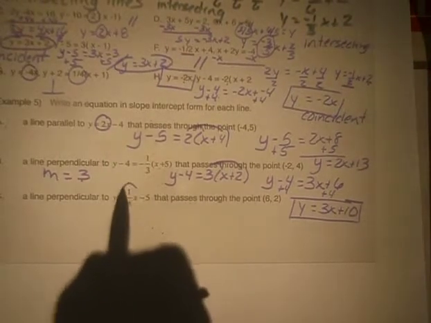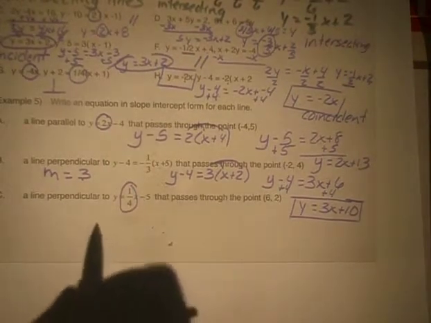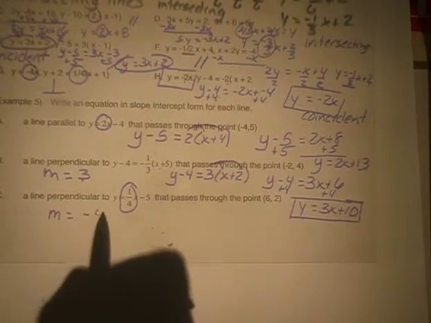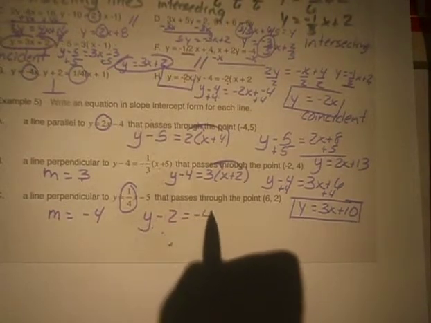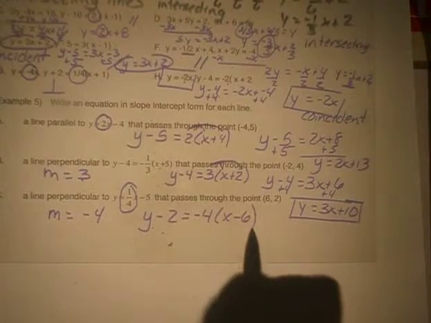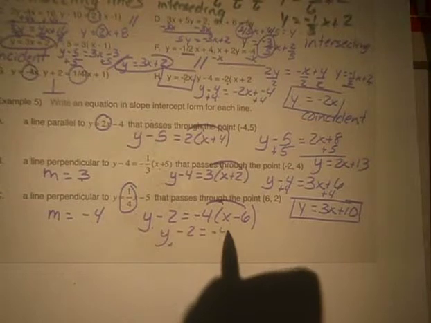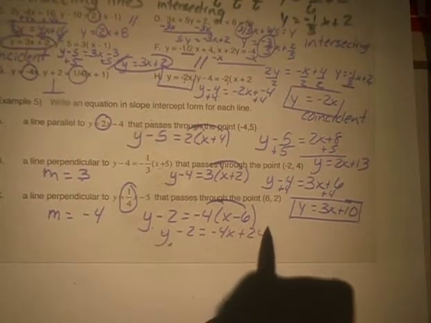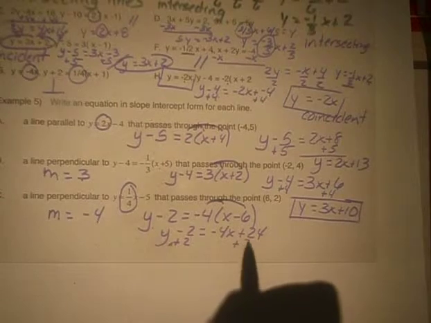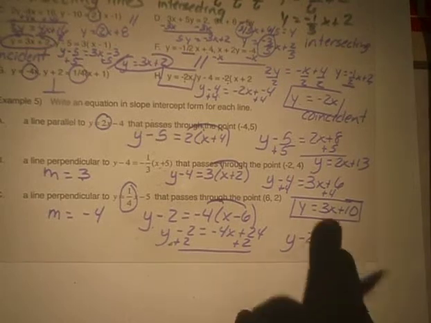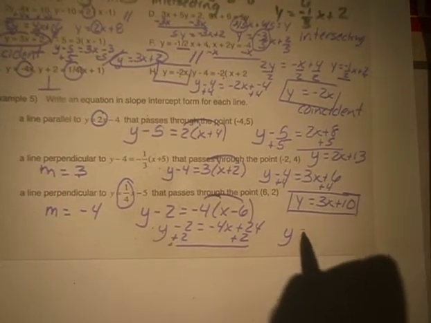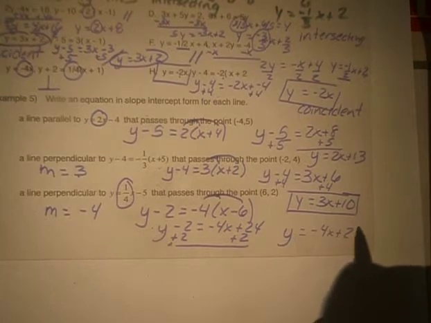And the last one, we want perpendicular to this line. It's our slope. Perpendicular is a negative reciprocal. And starting out with point slope form. And now we distribute. Y minus 2 equals negative 4x plus 24. Adding 2 to both sides. Y minus 2, whoops, get rid of that minus 2. Y equals negative 4x plus 24.